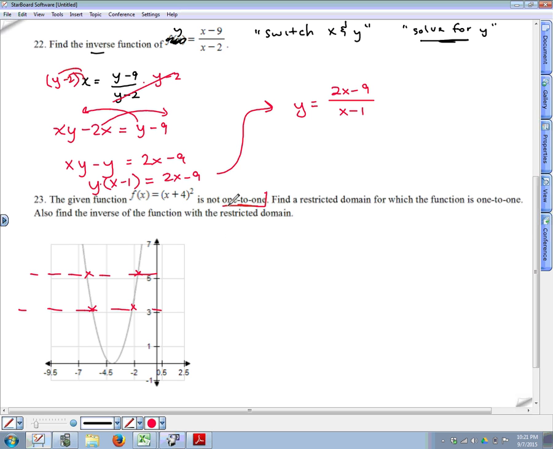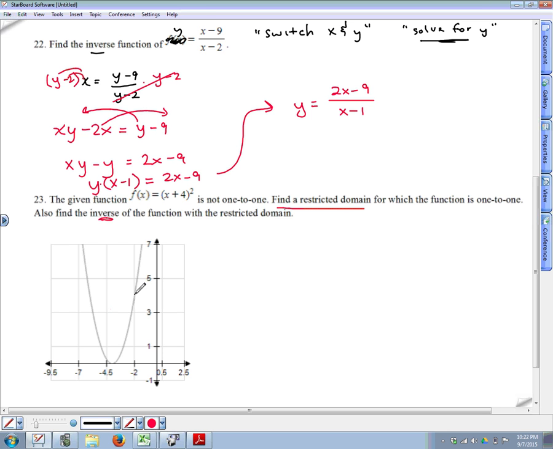Now the significance of a function not being one-to-one, remember the tie-in for lesson 2.8, is inverses. If we were to take the inverse of this function as it is, not being one-to-one, the inverse would be some kind of sideways parabola, and a sideways parabola is not a function. So the significance here is this is a function, but since it's not one-to-one, its inverse would not be a function. So what you're asked to do is find a restricted domain that makes the function one-to-one.